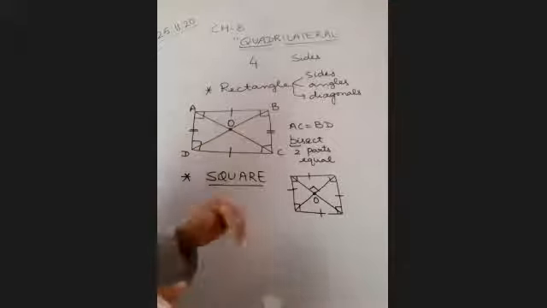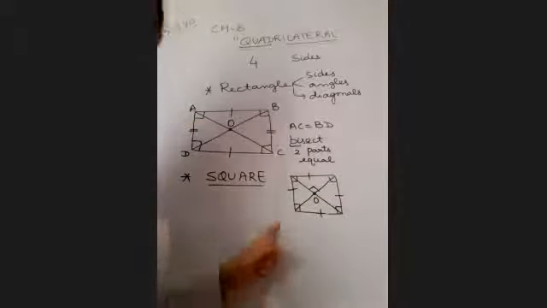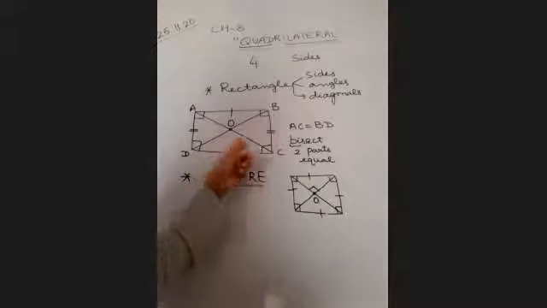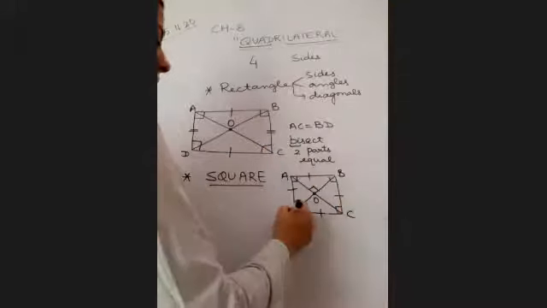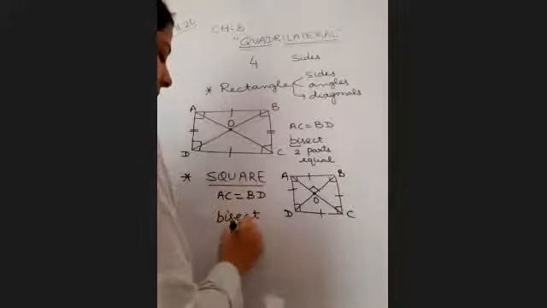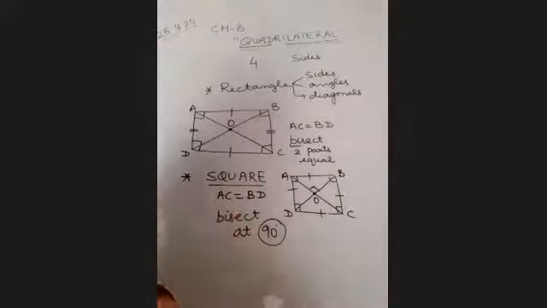Just see. In a rectangle, opposite sides are equal. In a square, all sides are equal. In a rectangle, diagonals are equal. Here also diagonals are equal and they bisect as well. But they bisect at 90 degrees. That is the point. बात समझे बेटा? They bisect at 90 degrees.